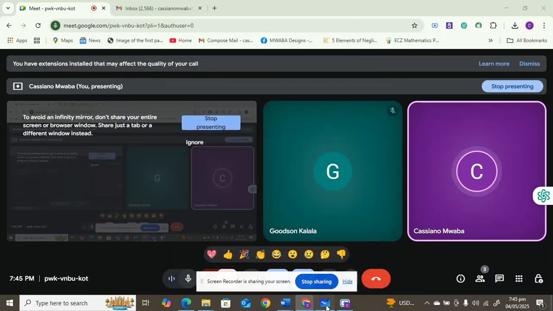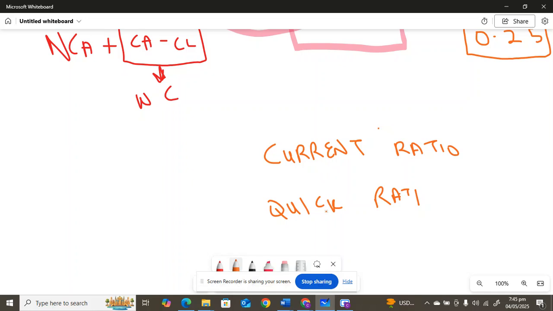Okay, so we're looking at liquidity ratios. Liquidity is just the money that is on hand within the business. This money is used for running the business and for paying expenses. So liquidity is all about the money on hand within the business to pay for its expenses.